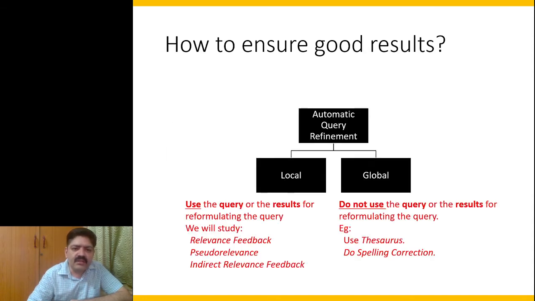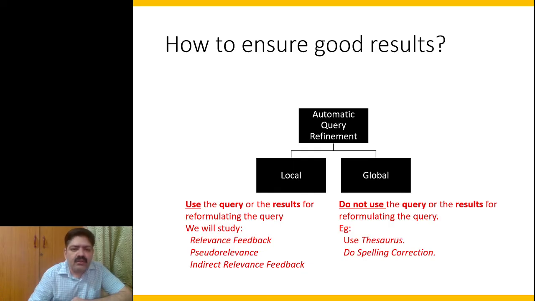To ensure good results, we usually do automatic query refinement. So the moment I get a query, I'm going to do some processing on the query. Let's call it query refinement. And there are two options ahead of me here. The first option is to use the query or the results for reformulating the query itself. So I take the query information and I take the results. I match them with my index. I take the results and I use both query and results to do the reformulation. So this kind of refinement is called local query refinement. From this end, we will study relevance feedback, pseudo relevance, and indirect relevance feedback.